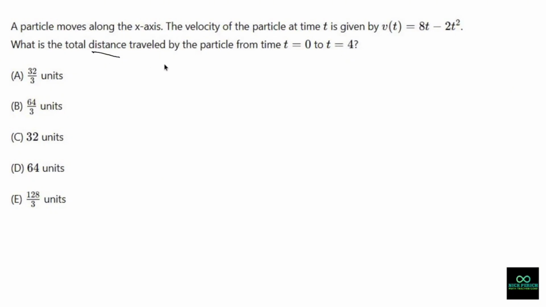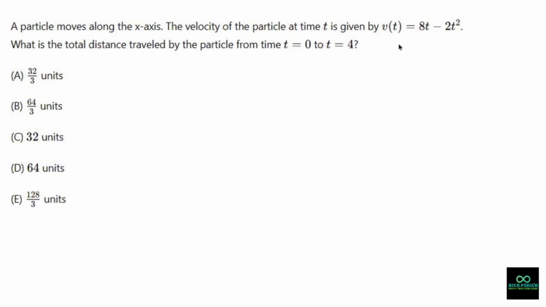Distance and displacement are not the same. Displacement is easy. Distance is not. For example, if I were to go forward 10 feet, backward 4 feet, the displacement is 6. The distance is 14. So what we need to do is account for any changes in direction.